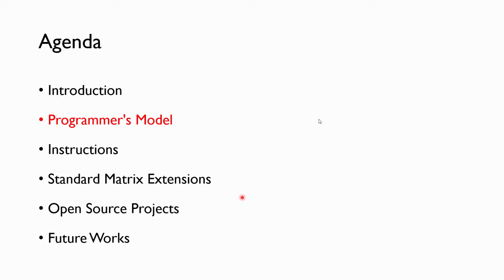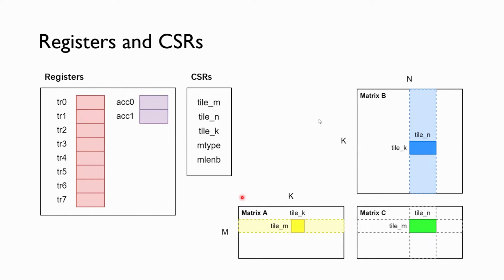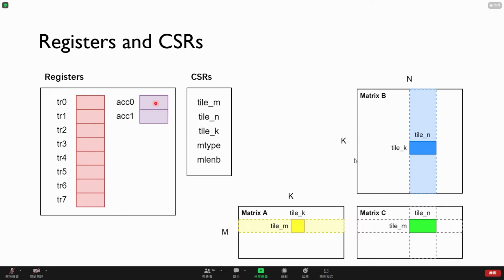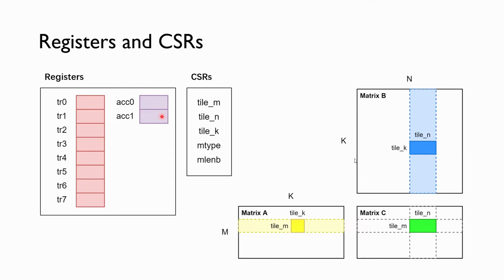Okay, let's get into the details of the proposal. The matrix extension adds 10 matrix registers and 5 unprivileged CSRs to the base scalar RISC-V ISA. Each matrix register can hold an entire tile. Of the 10 matrix registers, 8 of them are tile registers, and the remaining 2 are named accumulator registers. The tile registers are for input matrices, and the accumulator registers are for the product matrix.